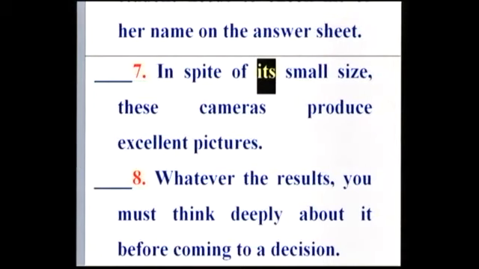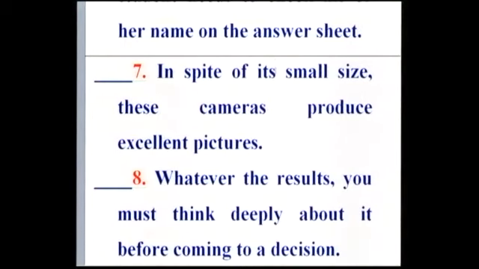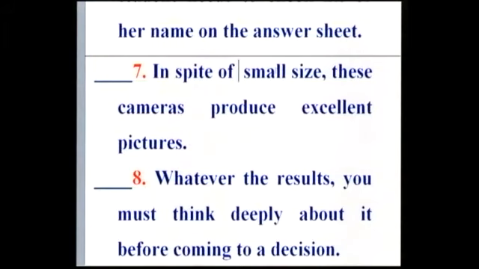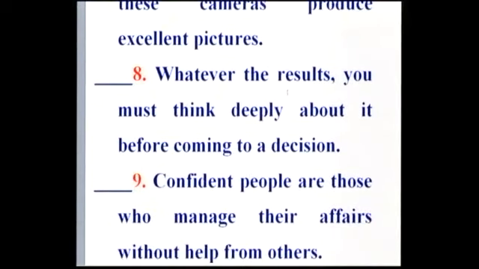In spite of its small size, these cameras produce excellent pictures. طيب its دي عايدة على ايه؟ its دي عايدة على these cameras. يبقى its is singular. It needs to be, yes, plural, instead of, their. In spite of their small size, these cameras produce excellent pictures. Number 8, whatever the result, you must think deeply about it.